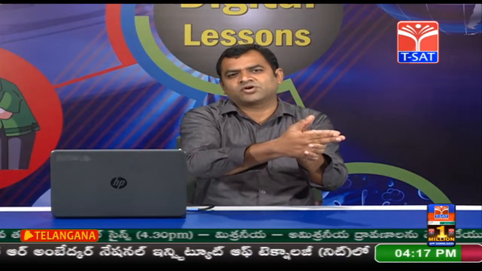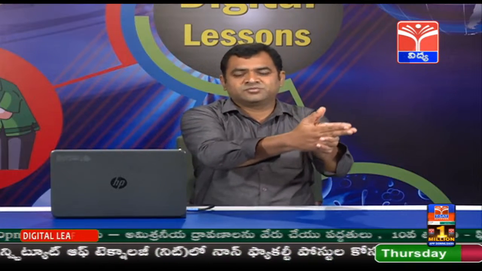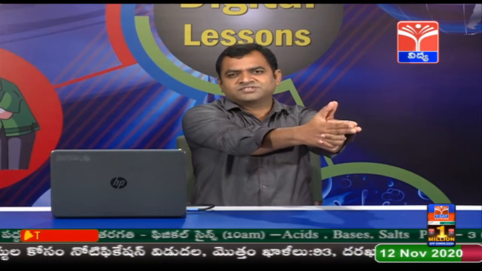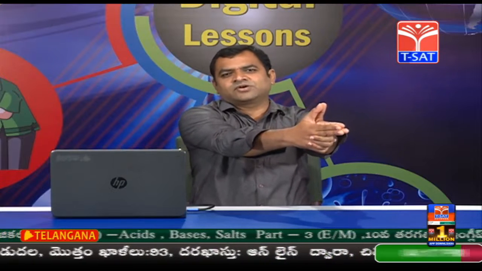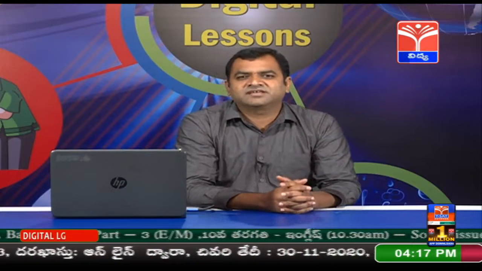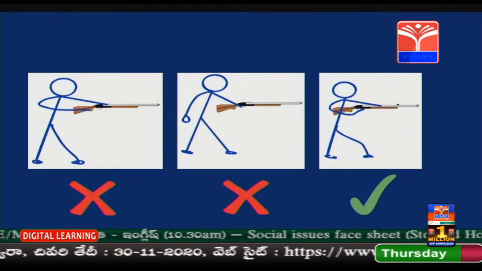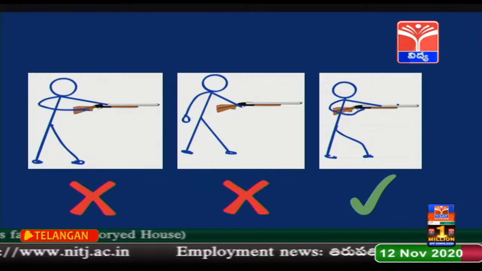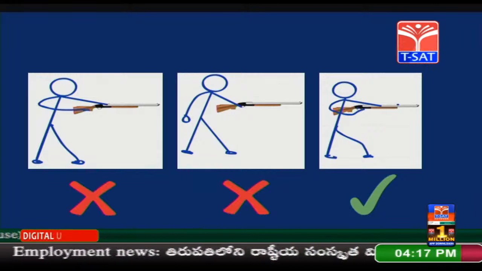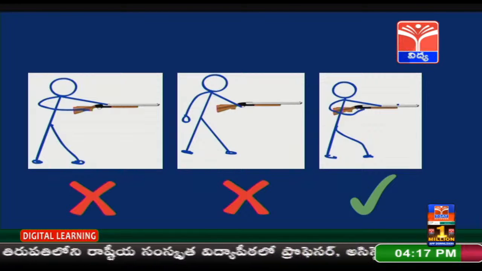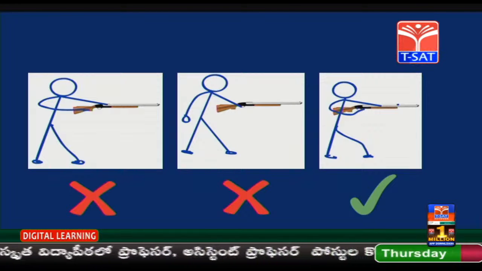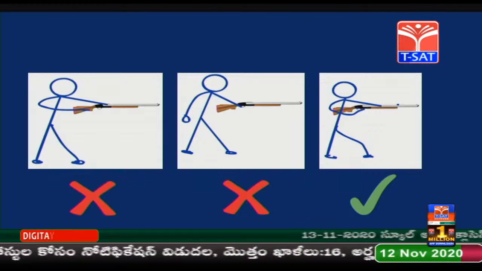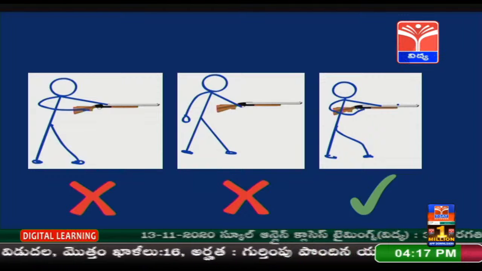This is called recoil. So, whenever a bullet has to be fired, the gun has to be held properly with force so that we can withstand the recoil. So, let us see how the gun has to be held. Here are 3 men who are holding the gun. The first one holds the gun far away from his body, and the second one holds the gun with one hand. In both the cases, they will not be able to withstand the recoil of the gun.